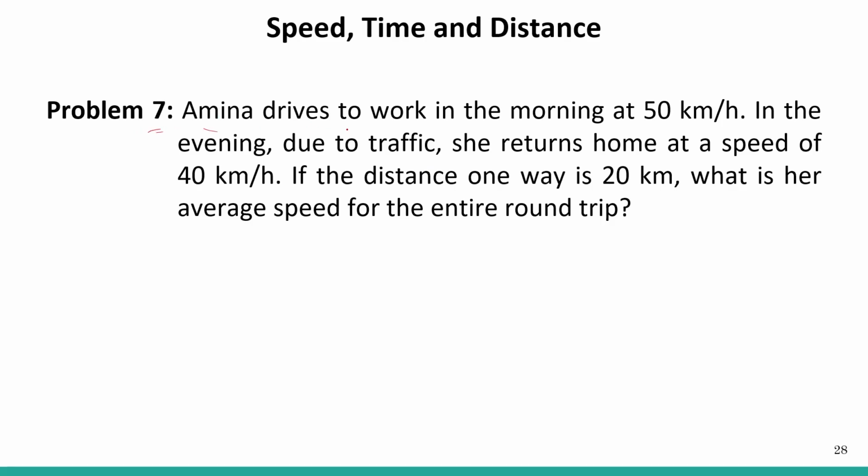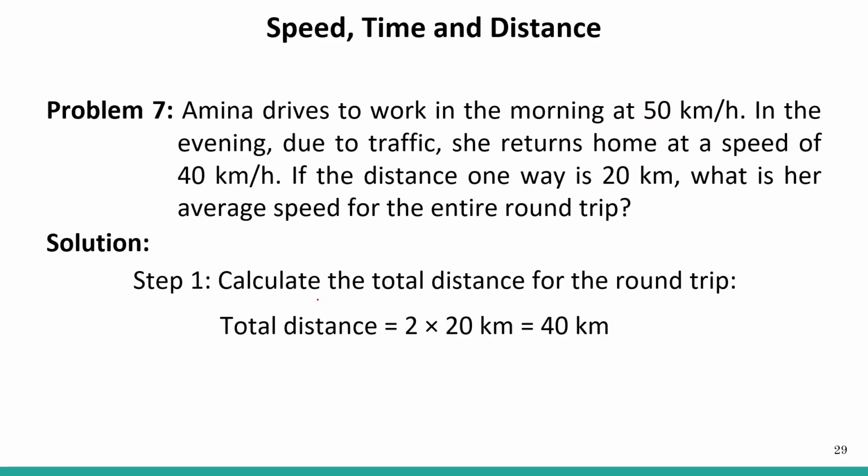So Amina drives to work in the morning at 50 km per hour and in the evening due to traffic she returns home at a speed of 40 km per hour. If the distance one way is 20 km, what is the average speed of her entire round trip? So let's see. Step 1 is to calculate the total distance of the round trip. So total distance will be 2 into 20 is equal to 40 km.